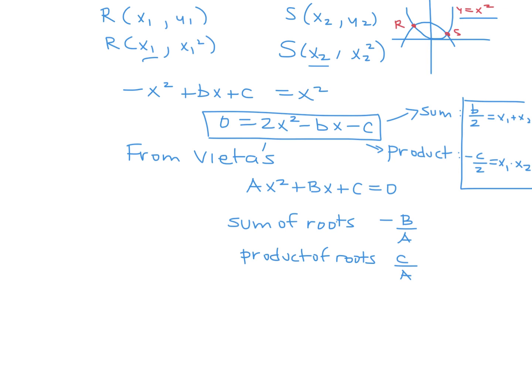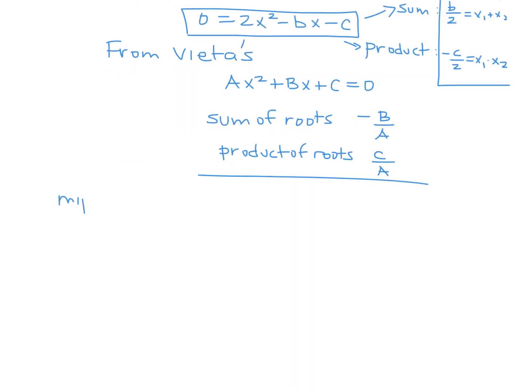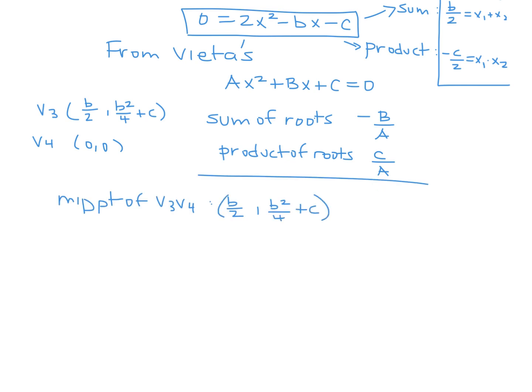Okay, so just as before, to figure out that the diagonals bisect each other, we have to look at the midpoints. So the midpoint of V3, V4. We had the coordinates before, right? Let me just write them down just in case you forgot. So it's b over 2 and then b squared over 4 plus c for V3, and then V4 was 0, 0. So the midpoint of V3, V4 is just going to be b over 2 plus 0 divided by 2, which is the same, and then b squared over 4 plus c plus 0 divided by 2. So that's just the midpoint. I forgot we got to put that over 2. So that's going to be b over 4 and b squared plus 4c over 8, I believe.